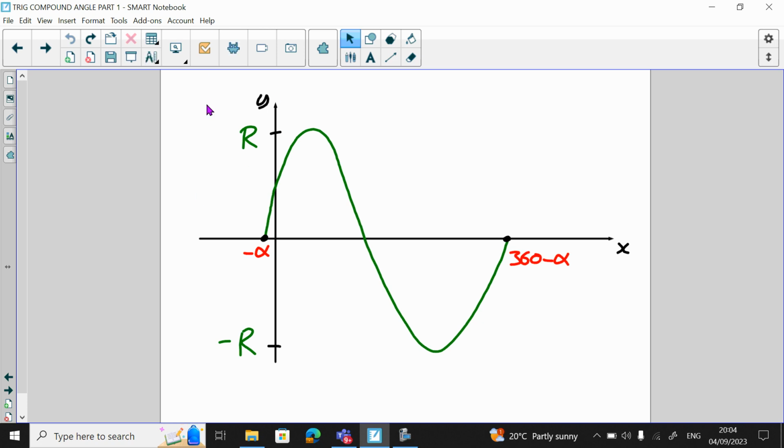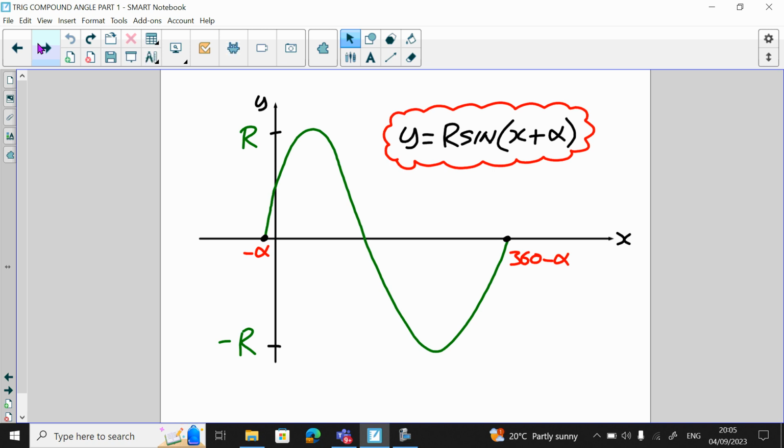So R is the resultant amplitude, positive to negative. And it's out a little bit, by alpha. So it doesn't quite start where cosine would start or where sine would start. I'm just referring to this in terms of sine. It could be cosine, that's fine.